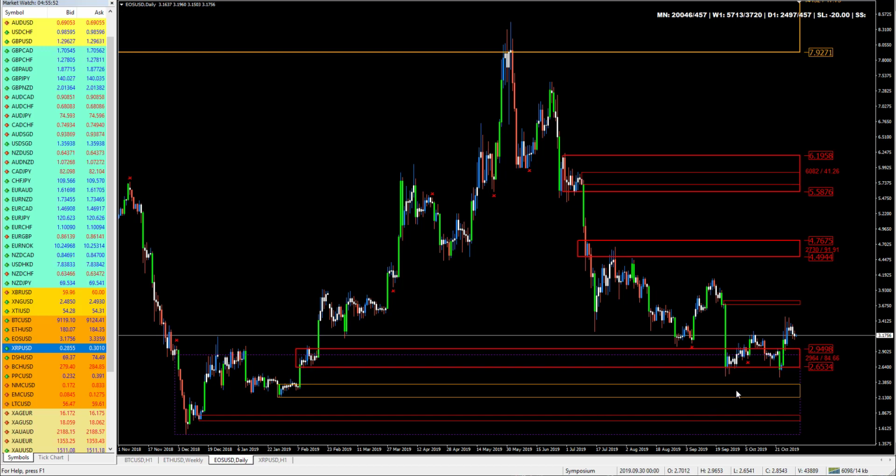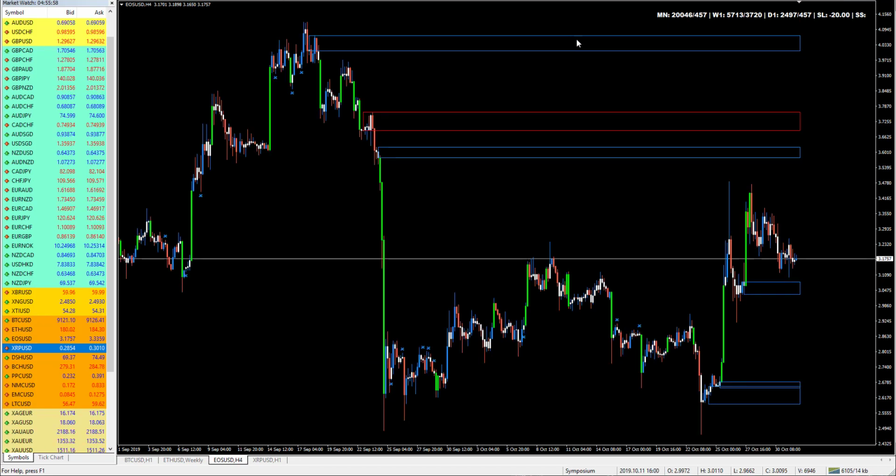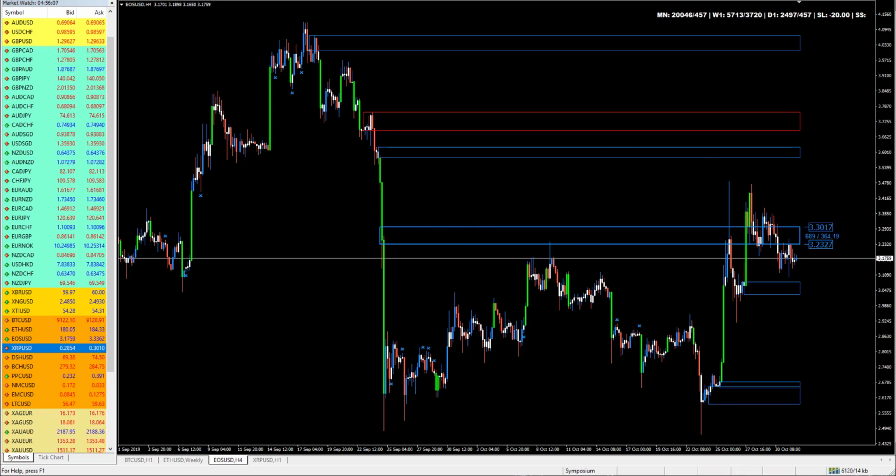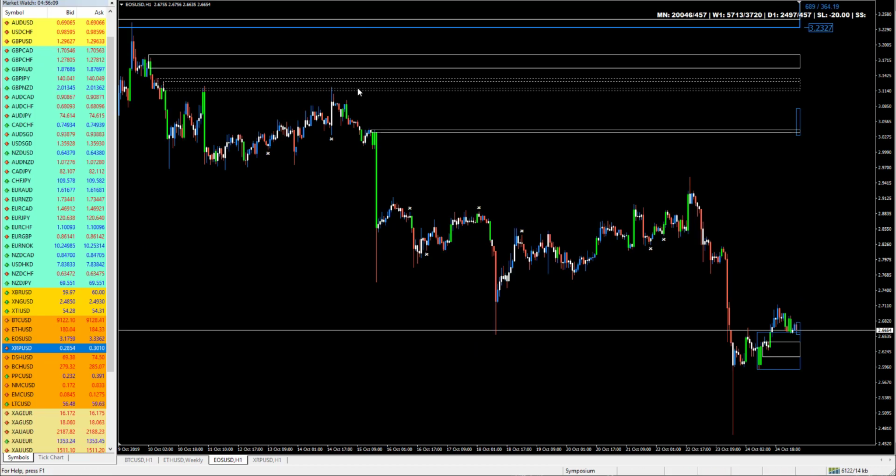Okay. And so knowing that, let's have a look at smaller time frames. So we had a bounce in here, this micro supply. This is going to be an hourly or half hour area of supply.